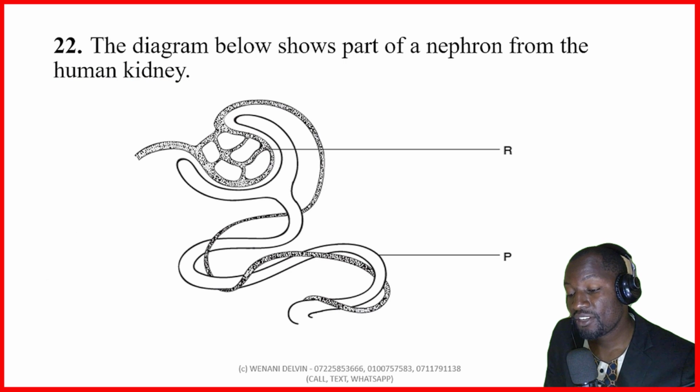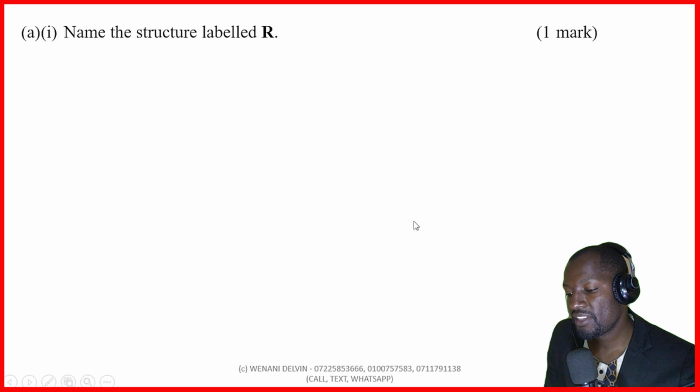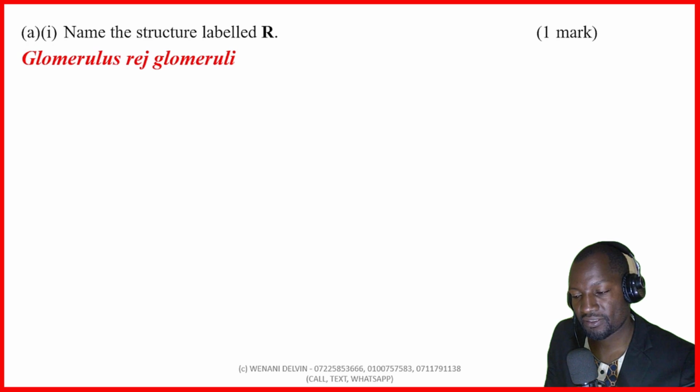Now, the diagram below shows part of a nephron from the human kidney, and those are the parts which have been mentioned there, R and P. Now, the first question, name the structure labeled R. That is glomerulus, but we reject glomeruli. It is glomerulus.